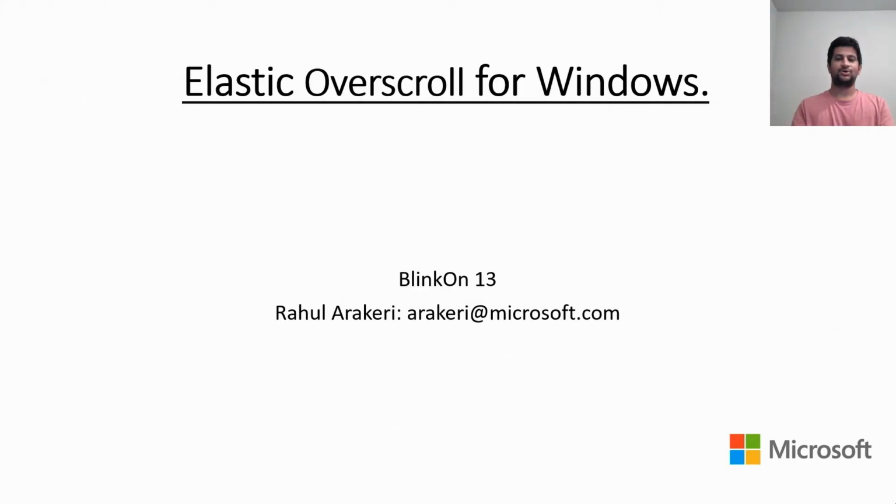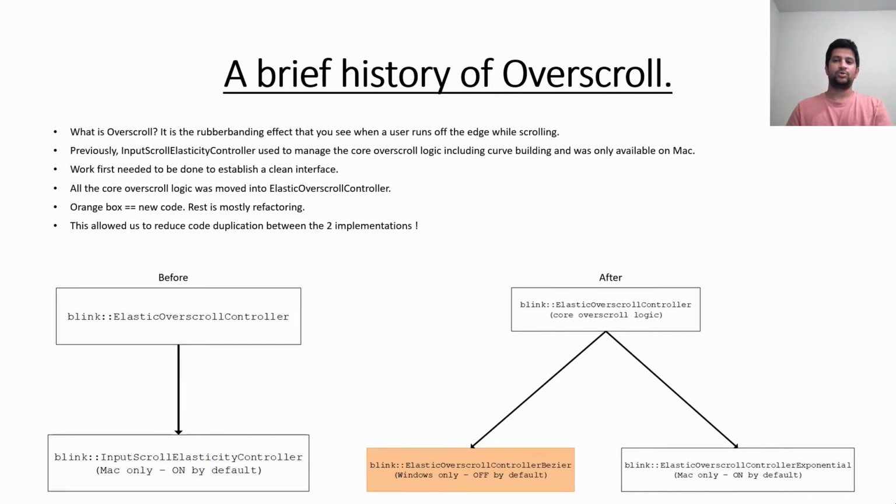Hello everyone, I'm Rahul from Microsoft, and I'm going to be talking about Elastic Overscroll for Windows. So let me start off by defining what overscroll is. It's basically the rubber banding effect that you see when you're scrolling and the user runs off the edge.